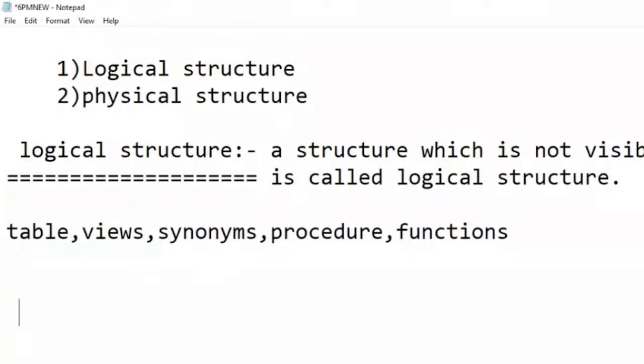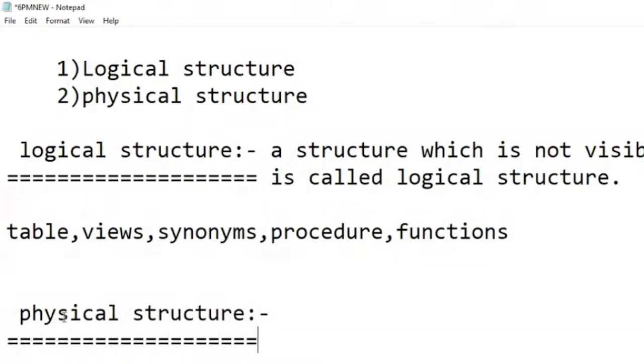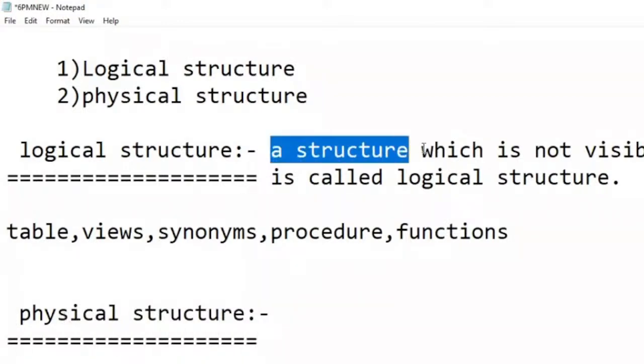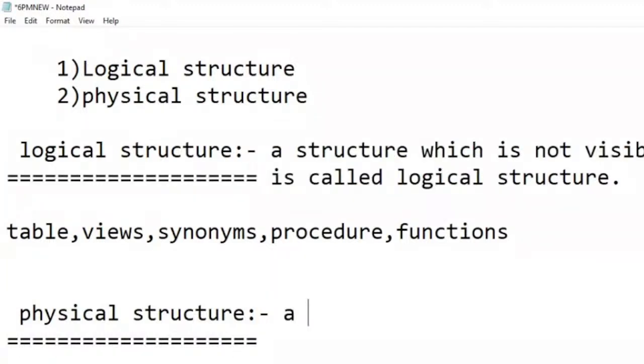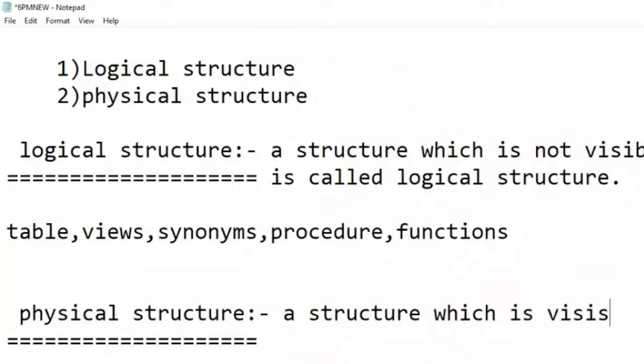Now observe here. What is a physical structure? Don't write it, just roughly observe. Just for the idea. What does a physical structure mean? It is the opposite. A structure which is visible in the operating system is called a physical structure.